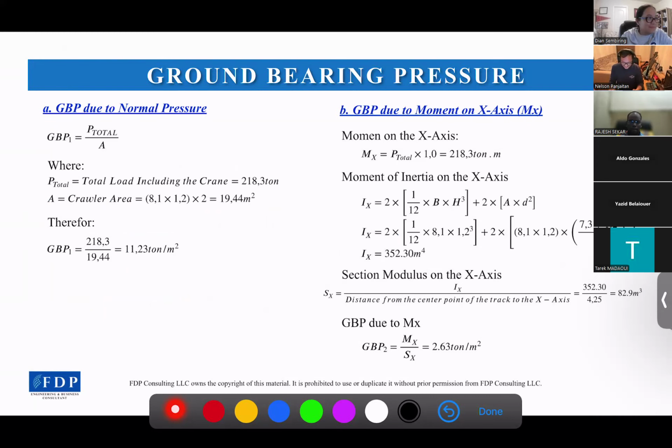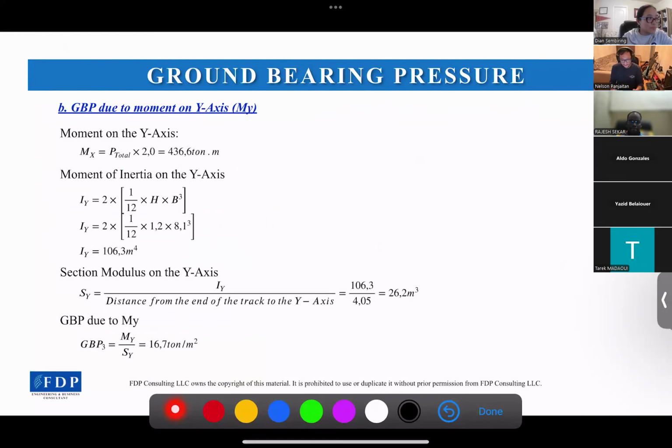Now we continue with the ground bearing pressure due to moment A. It is the same process as the moment X, but for this we need to change the section modulus. Again, we need to calculate the inertia first, and then we continue with the section modulus. Nelson points out it could be confusing: this is not Mx. It's the y-axis, sorry, it's My, so not to be confused with the Mx. So we continue.